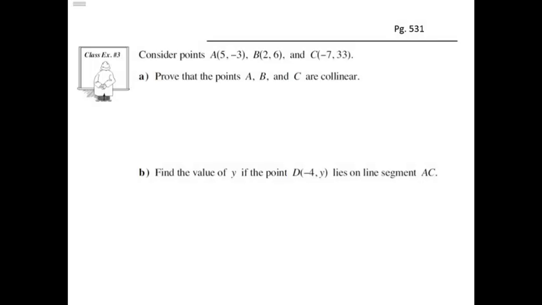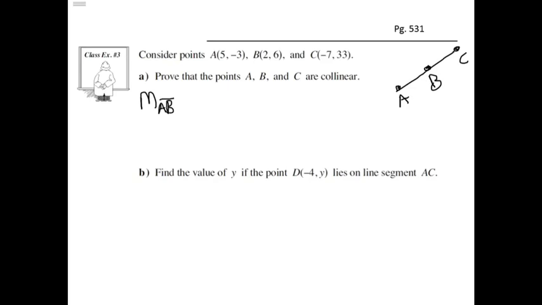So what we're going to do is prove that points A, B, and C are collinear. In that case, they're not just parallel, but they all exist on the same line, just like so. A, B, and C. Now, in that case, what we're going to do is find the slope of AB.